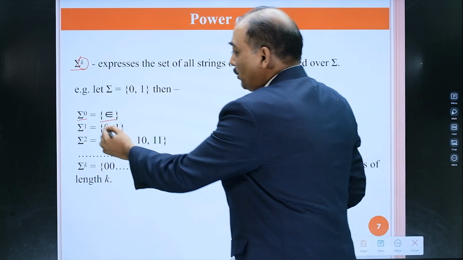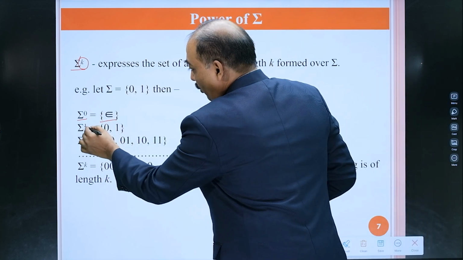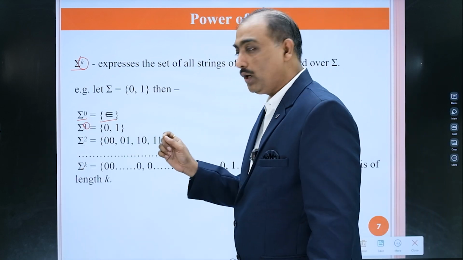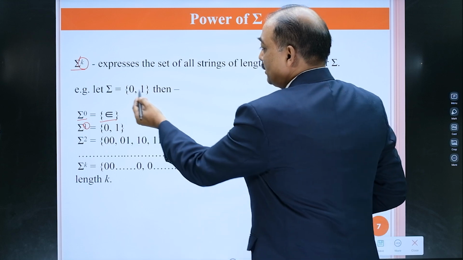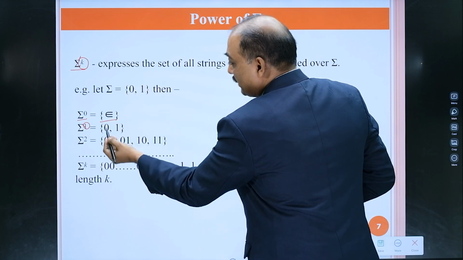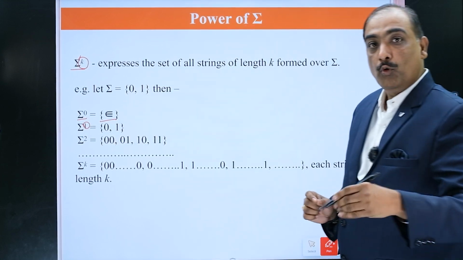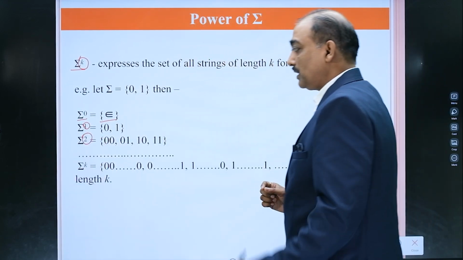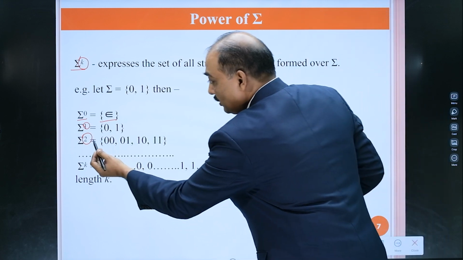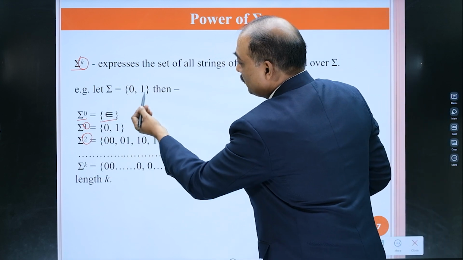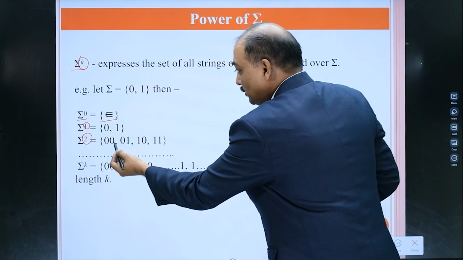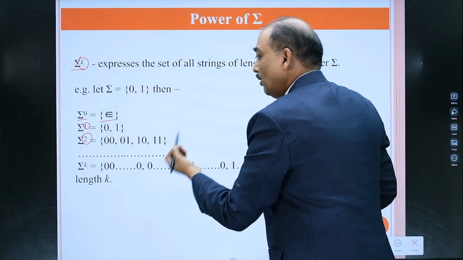Then sigma to the power 1 indicates that I have the strings which have length equal to 1 over this sigma. What is sigma? 0, 1. So I'll be picking up 0 as a string, 1 as a string. Moving ahead, sigma to the power 2. I want a set which consists of strings with length 2. So any combination of these 0, 1 having length equal to 2. That is 00, 01, 10 and 11.